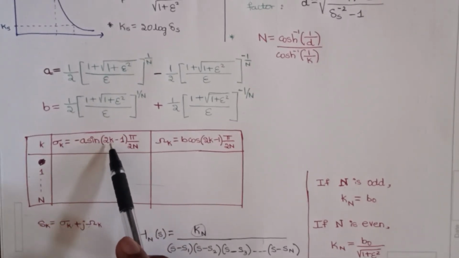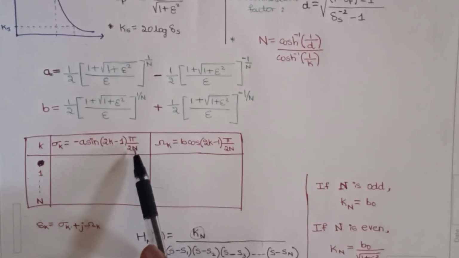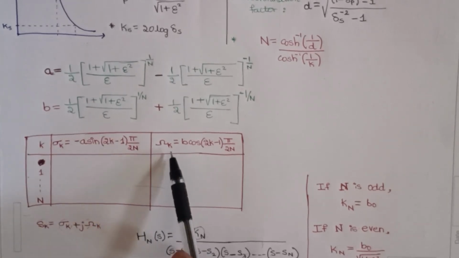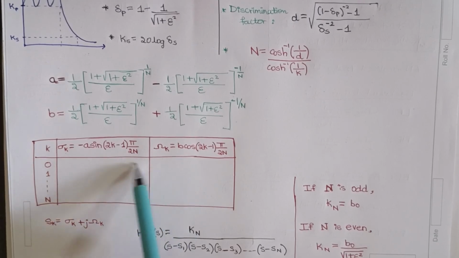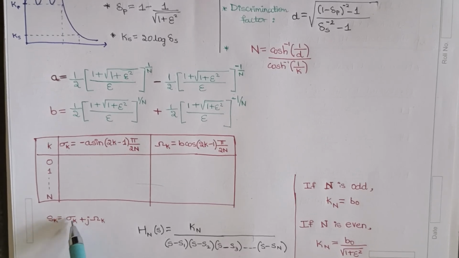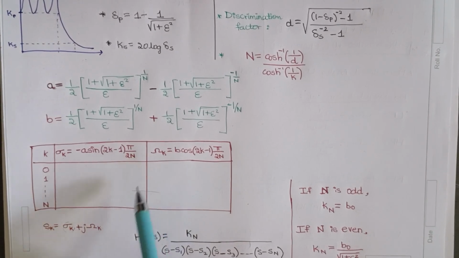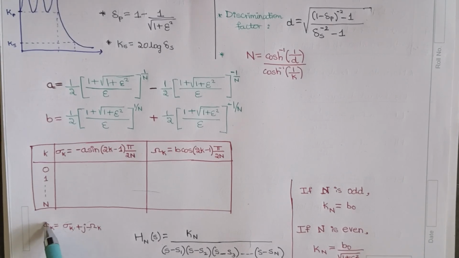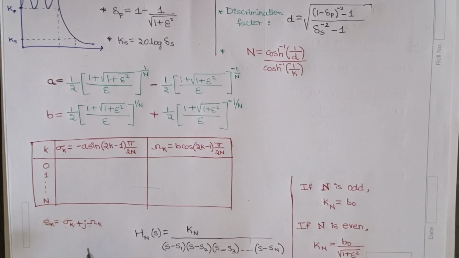Substituting the values 1, 2 and up till n in place of k, and keeping the n value, the order of the filter, constant, we find the values of sigma k and omega k. After obtaining all the 8 values, 4 in each table, we obtain one real part and one imaginary part. Sigma k obtained is the real part and omega k is assigned with j, which becomes the imaginary part. Hence the pole becomes sk is equal to sigma k plus j omega k.